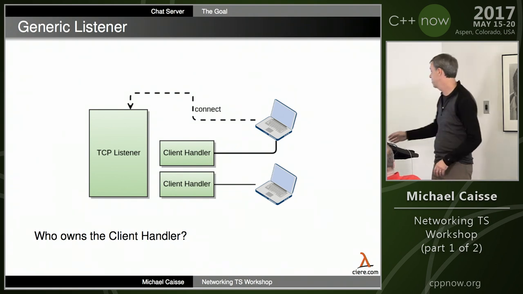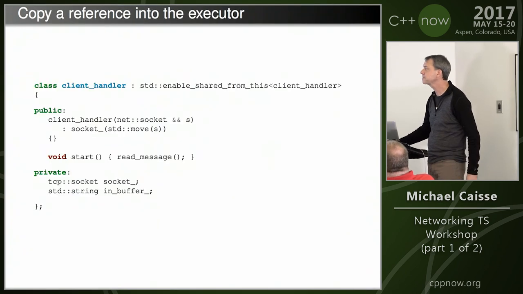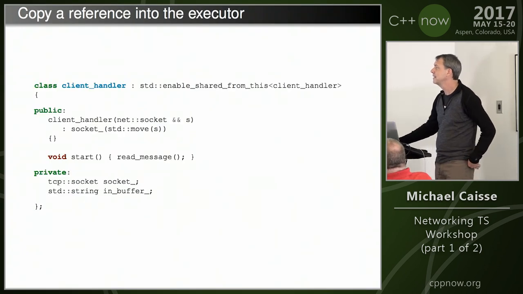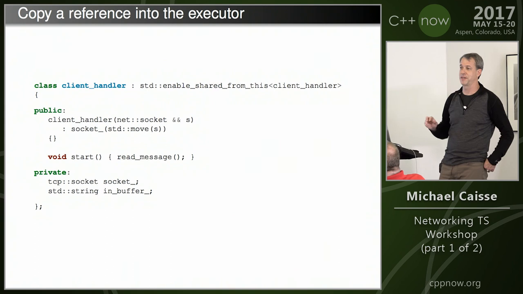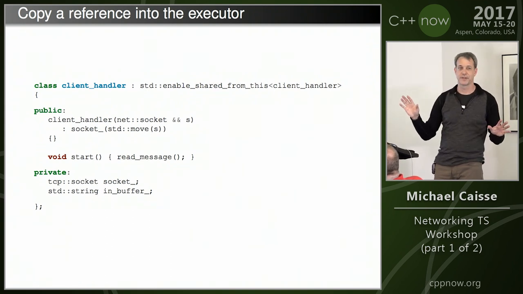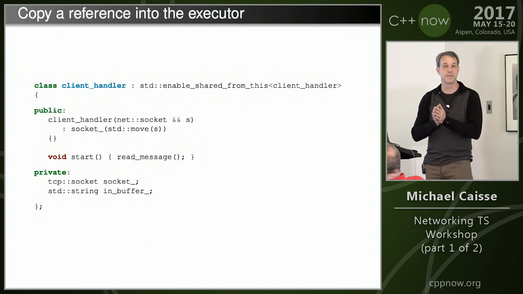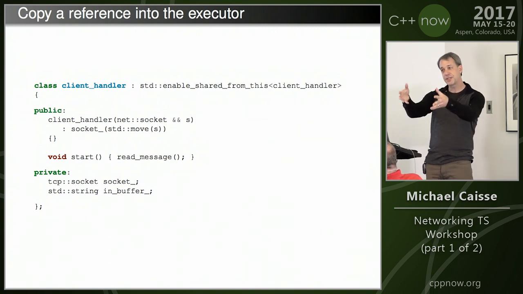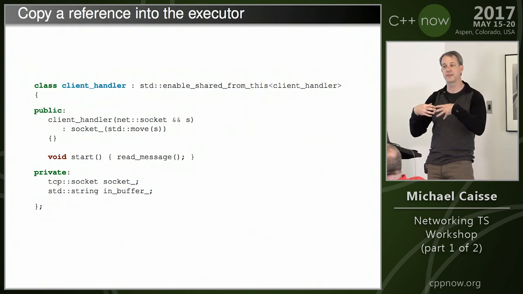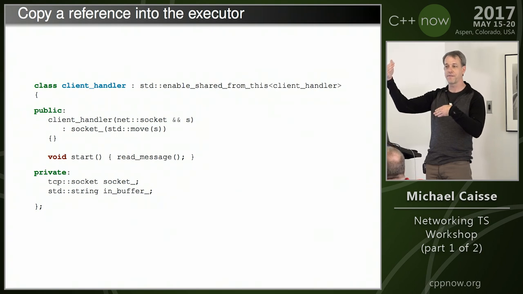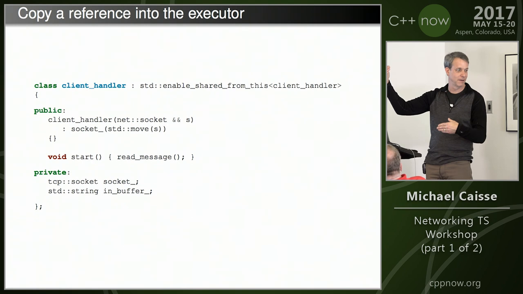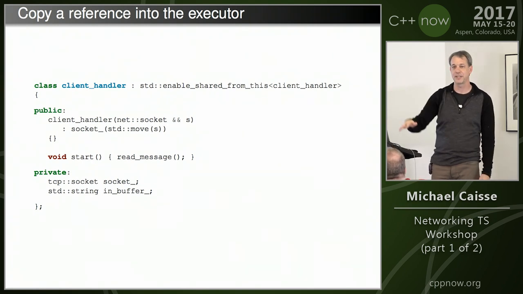And so the common pattern of solving this is enable_shared_from_this. There are other patterns to do this, okay? This is just the simplest one. You inherit from enable_shared_from_this, and then each time you have a completion handler, you take a reference to yourself, which is a shared pointer, and stick it inside of the completion handler.